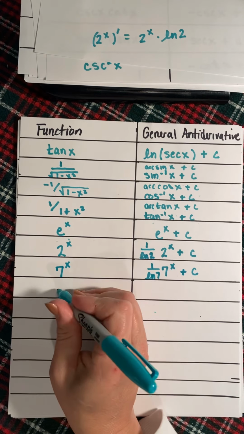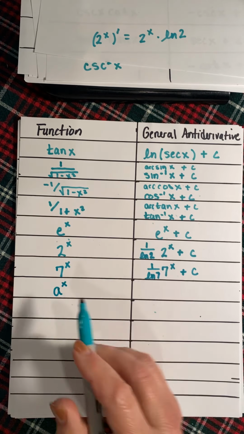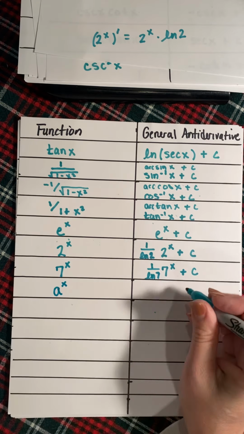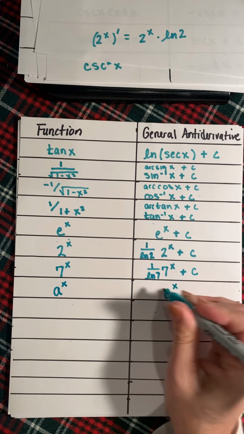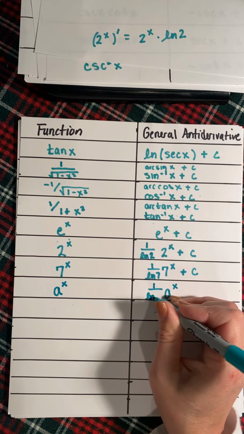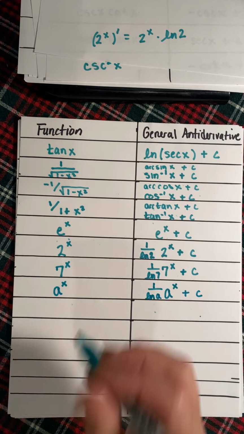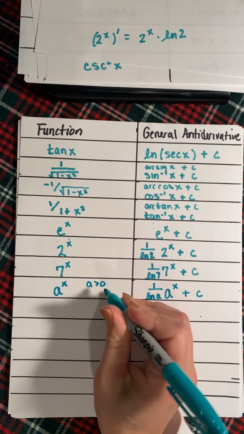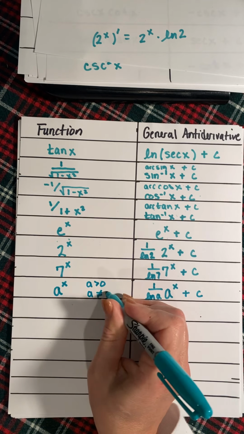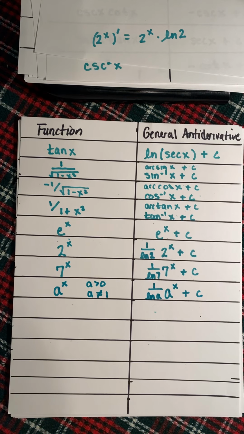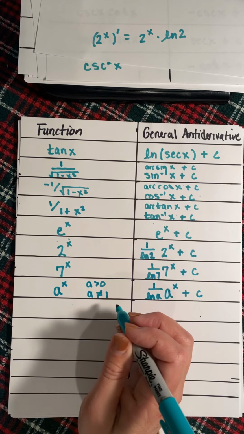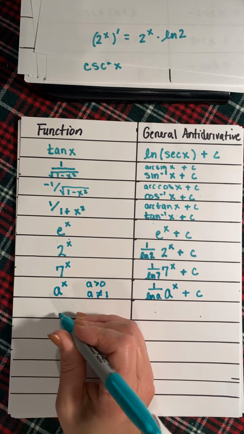Right, so in general, for exponential functions where x is your variable and a is your base, the antiderivative is going to be itself with 1 over the natural log of the base out front plus c. This is if a is greater than 0 and a is not equal to 1. If a is 1, it would just be the constant. So what would we have if a was 1, just a constant?